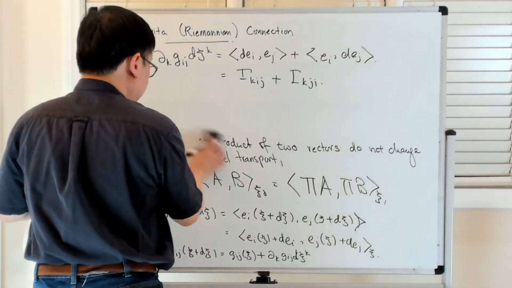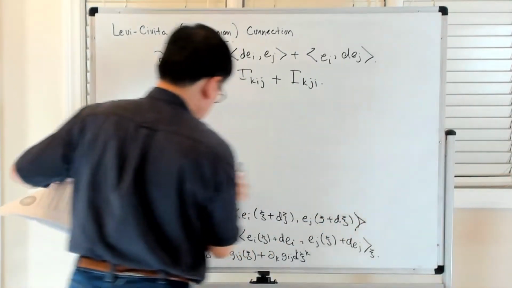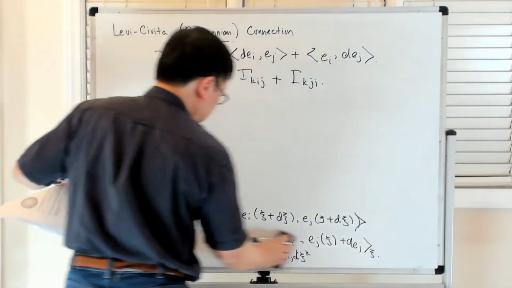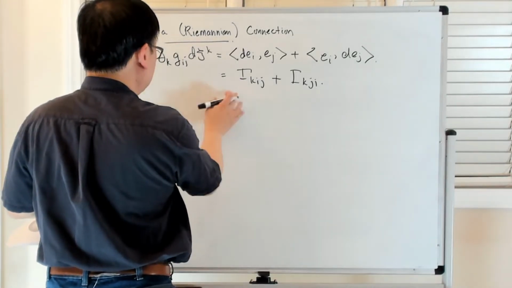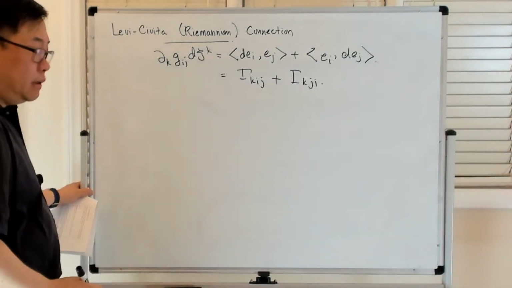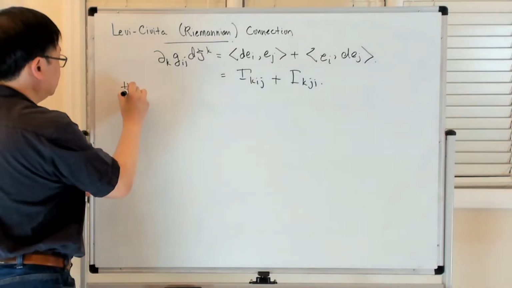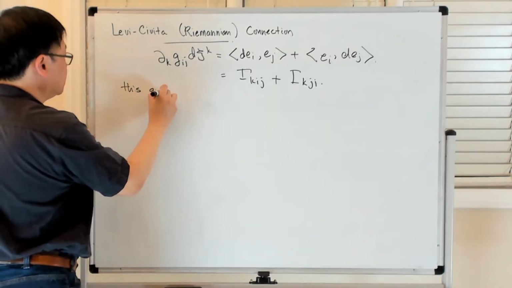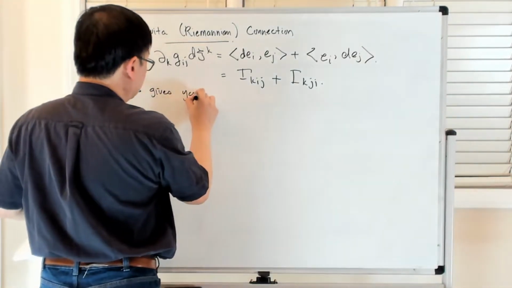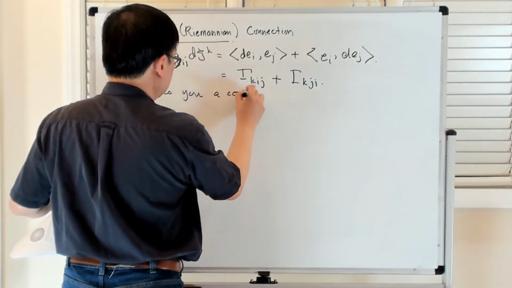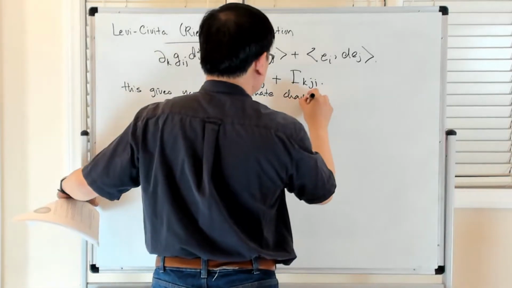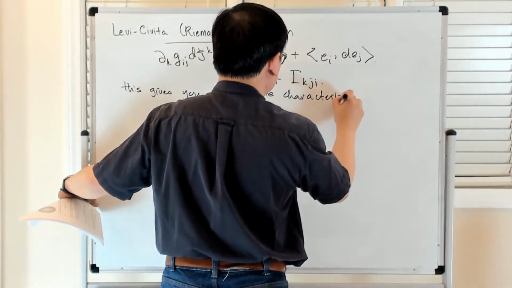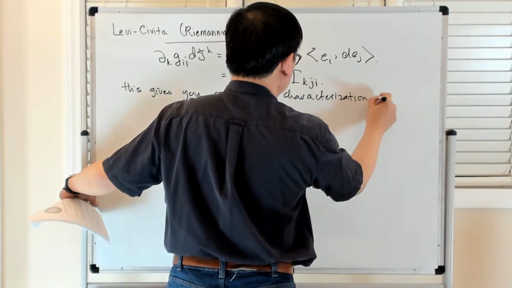Anyhow, this is telling you something about this idea of metric compatibility. So this gives you a coordinate characterization of metric compatibility.